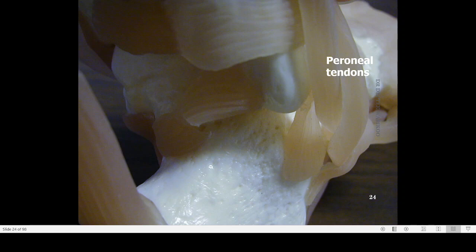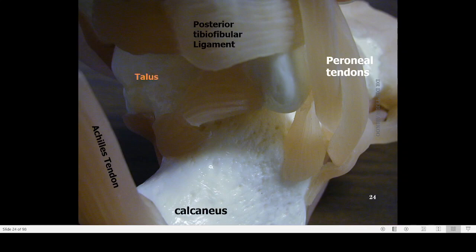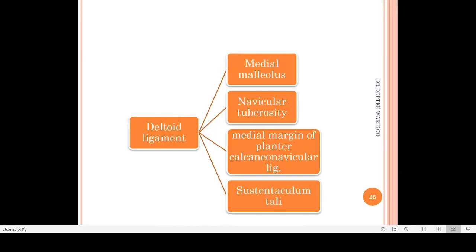Here you could see the ligaments. This is the Achilles tendon, the posterior talofibular ligament. This is the calcaneum, the talus and the fibular head. And this is the posterior talofibular ligament.